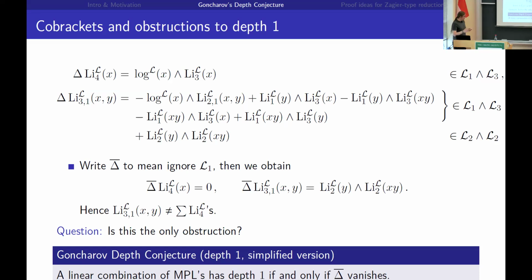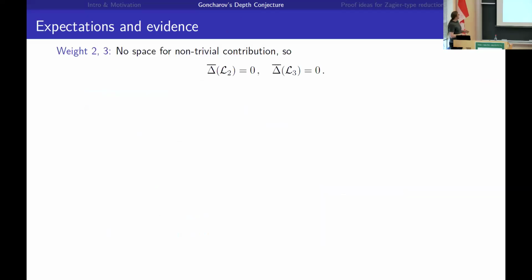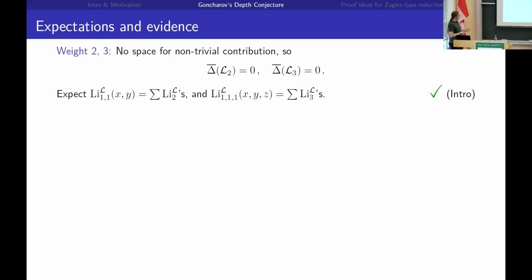And so then you try to understand what happens in some small weights with this type of obstruction and how it relates to the conjecture. So we can look at what happens in weight 2 and in weight 3. We look at the reduced coproduct there. There is just no space for anything like weight 2 piece wedge weight 2 piece. So everything has to land in weight 1 wedge, the complementary stuff. The reduced coproduct of any polylog there is 0. And so that means we expect to have Li11 is a sum of Li2s, Li311 is a sum of Li3s, and that's what I had in the introduction. So it looks good so far.